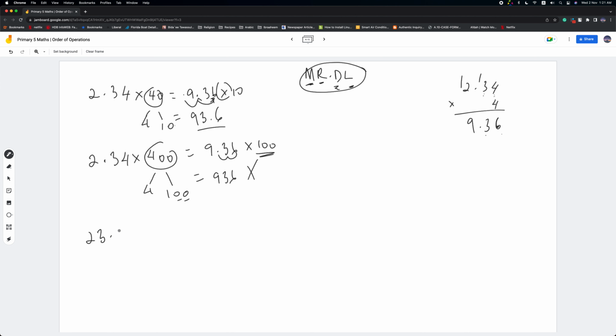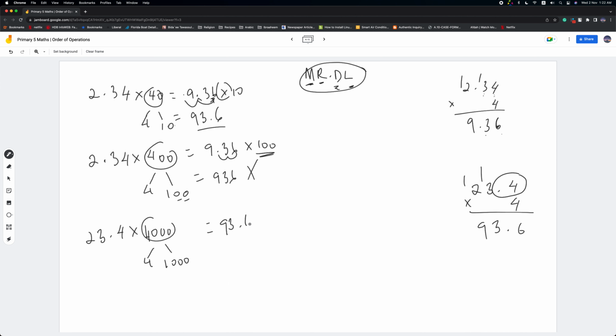Let's say now it's 23.4 times, this time, 4,000. So it's 23.4 multiplied by 4 first. Here, we'll separate it into 4 and 1,000. So 4 times 4 is 16, 4 times 3 is 12, plus 1 is 13, 4 times 2 is 8, plus 1 is 9. And this time round, there's only one digit after the decimal, so it's 93.6. And don't forget, multiply by 1,000.